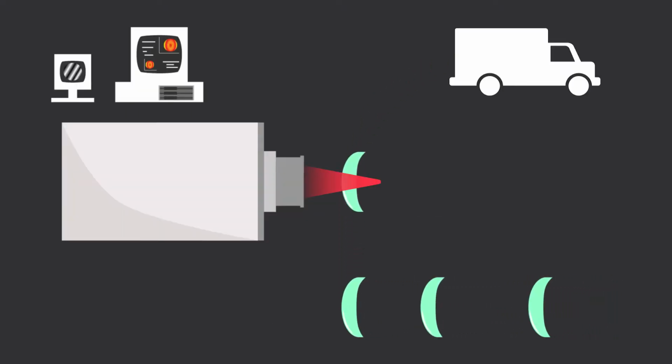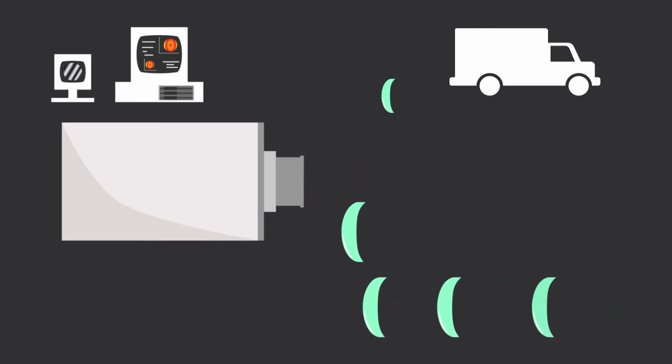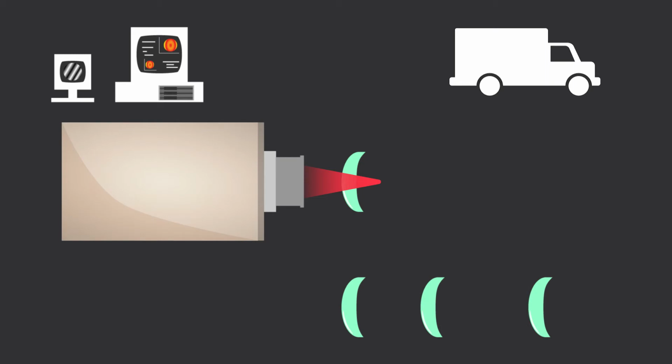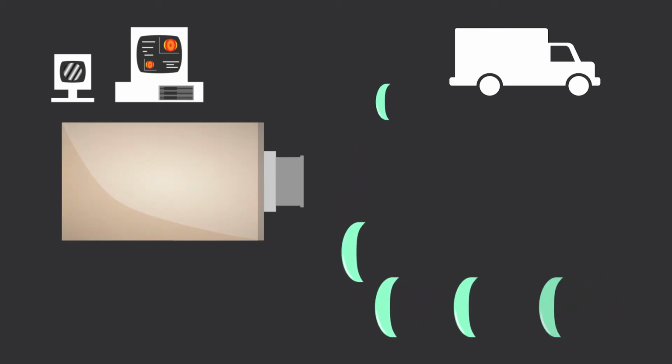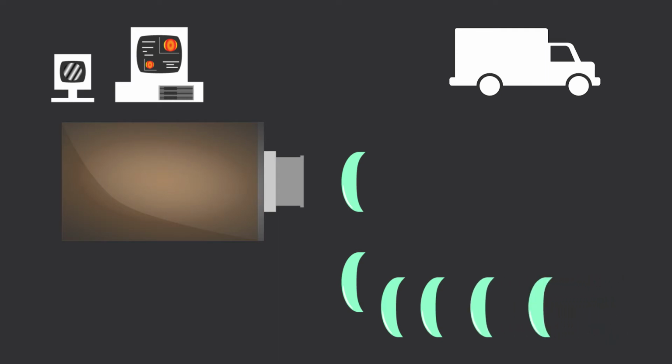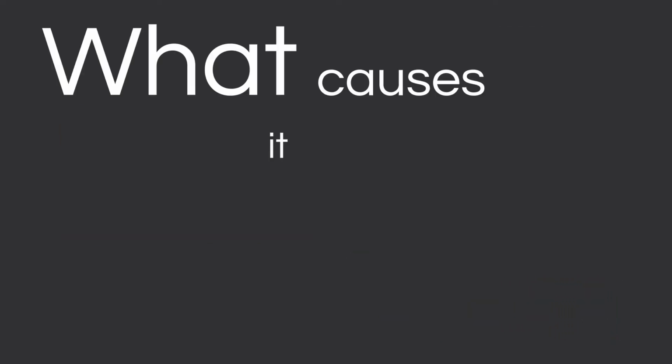If you make optics, you depend on interferometers to keep your manufacturing, assembly, and test running smoothly. Unfortunately, interferometers only last so long, and when it falters, your production falters. So what causes it to fail?